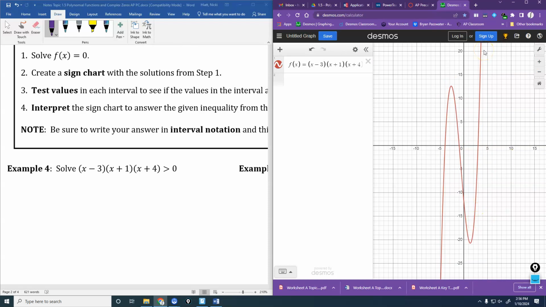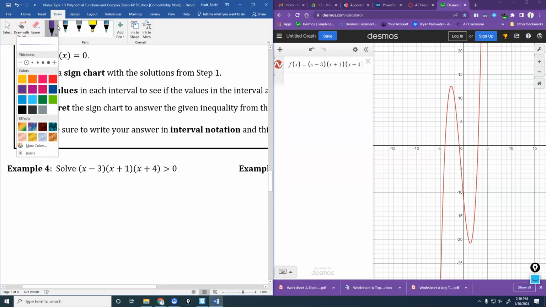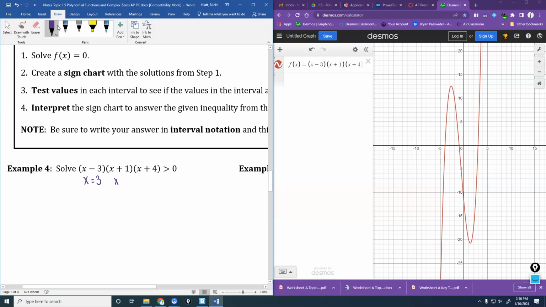The first thing it tells you to do is find where f of x equals 0. In order for this to happen, your function has to be completely factored. This one is completely factored. We could not factor any of those terms more. So all we're going to get for those places where f of x equals 0 is just the opposite sign: x equals 3, x equals -1, and x equals -4.